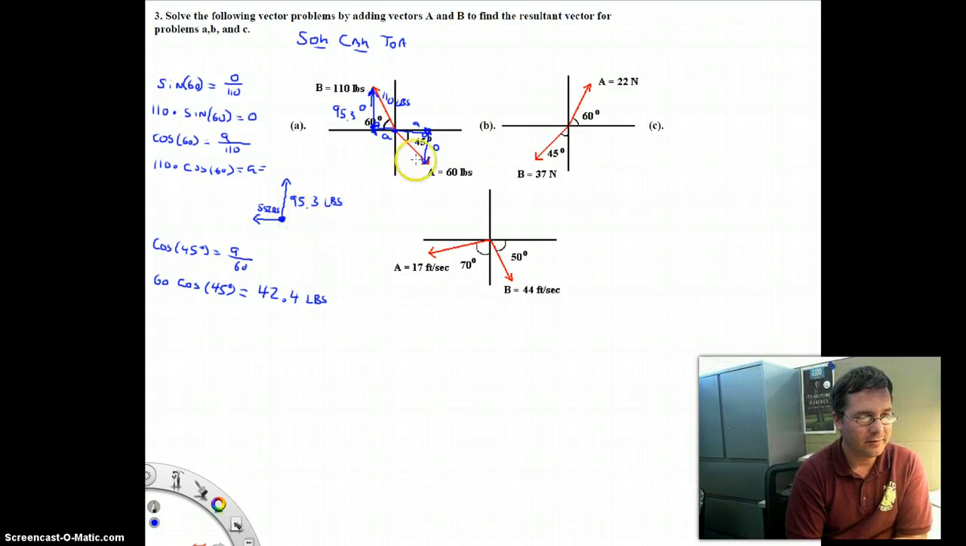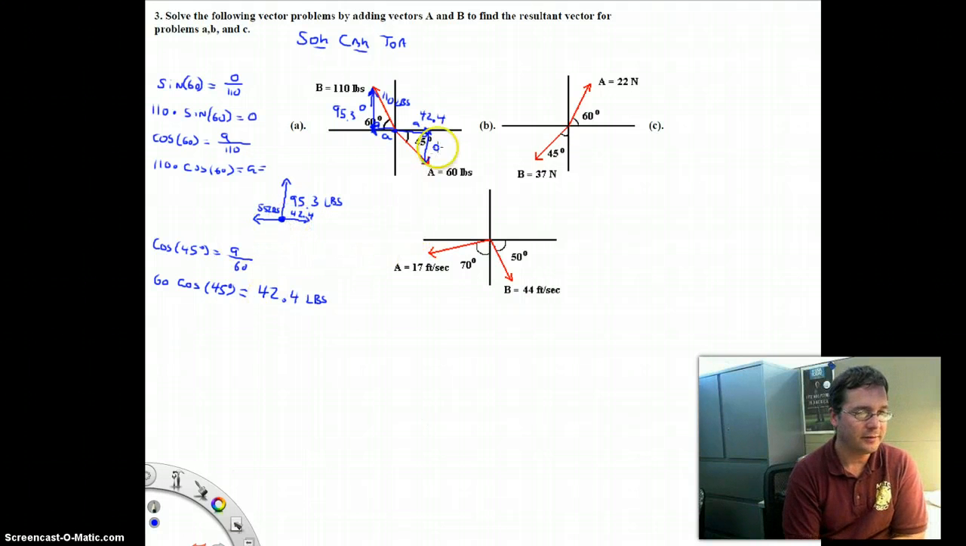So if you look at this 42.4 pounds vector here, it's to the right. And we're going to apply that to our free body diagram right here, and you'll notice that this vector to the right is going to be canceling out part of the magnitude of the vector to the left, which we'll resolve in just a moment.